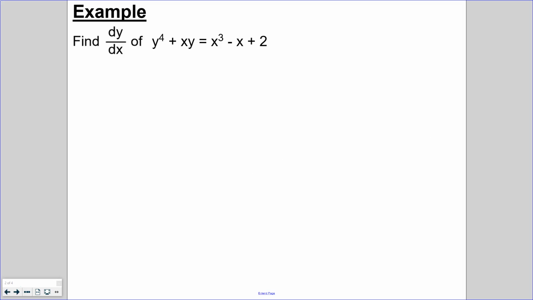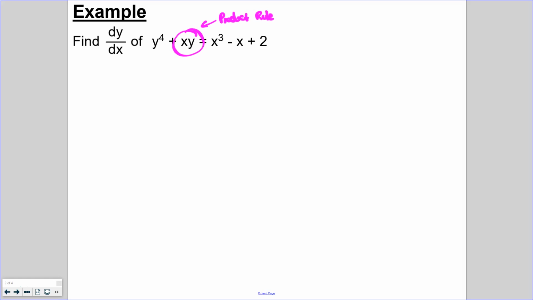So here we want to find the derivative of y to the fourth plus xy is equal to x cubed minus x plus 2. And hopefully we can see that we are going to need to use the product rule here, because we do have an x times a y. So when we differentiate this term, we are going to have to differentiate it using the product rule within what we know about implicit differentiation.